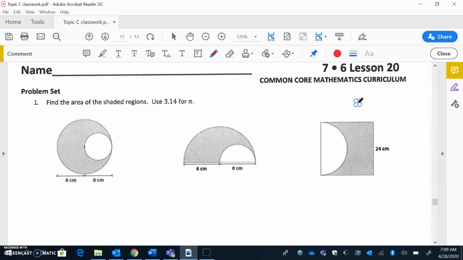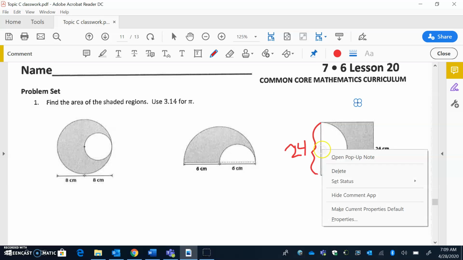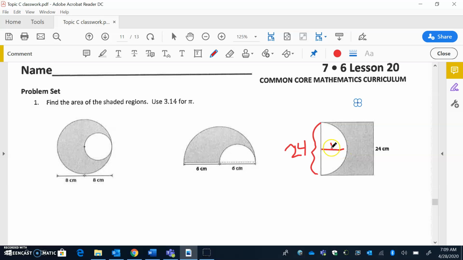What we want to realize here is that because opposite sides have the same length, that would make the length over here to be 24 centimeters as well. And the other thing that we want to keep in mind is that this side of this square is doubling as the diameter. And we're going to see that a lot, where a diameter and a side share. So because of that, I now know that my radius is 12.